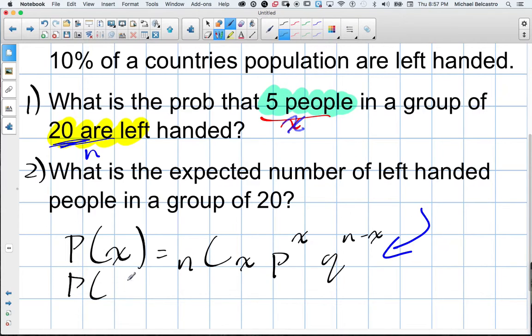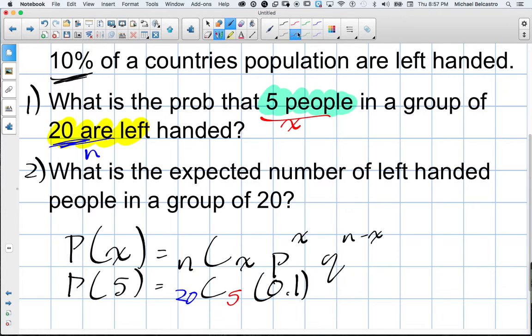So P at the value of 5. Our N is 20 because there are 20 trials. We run it through a combination of 5 of them being correct. The probability we got from before was 10%, so as a decimal, that is 0.1. The power of X is 5. So that's the number of successes. Again, 5 people. That's the amount we're looking to be successful.